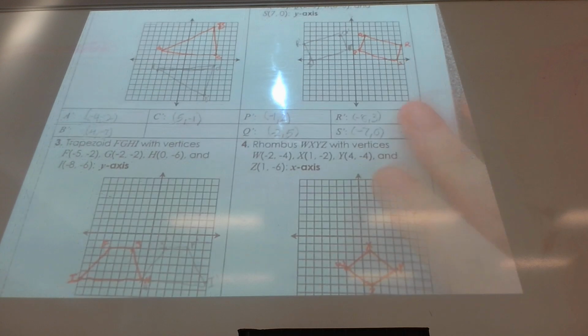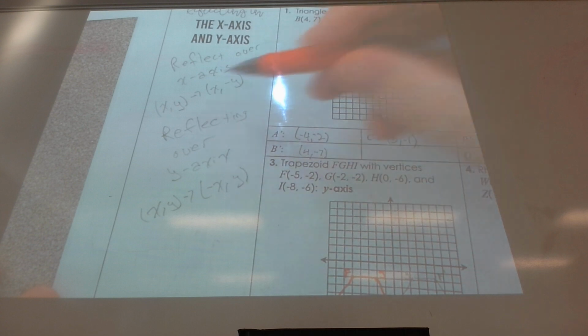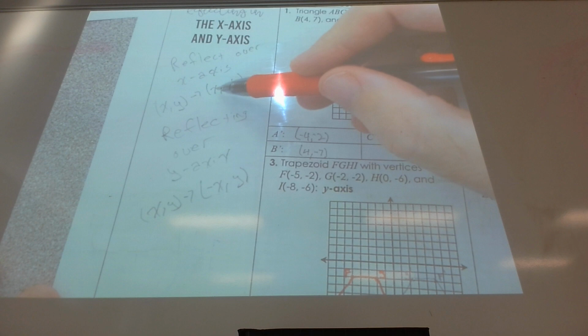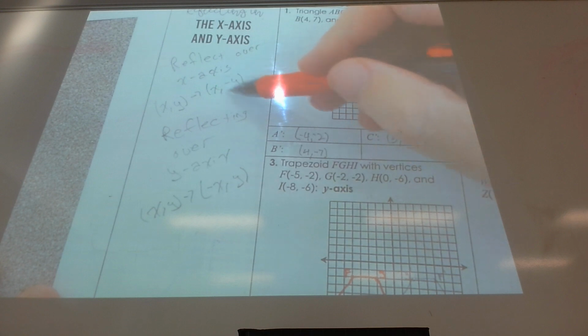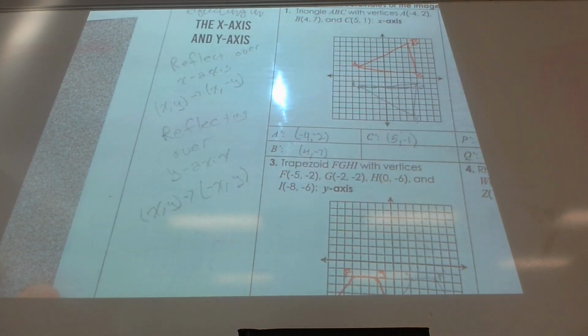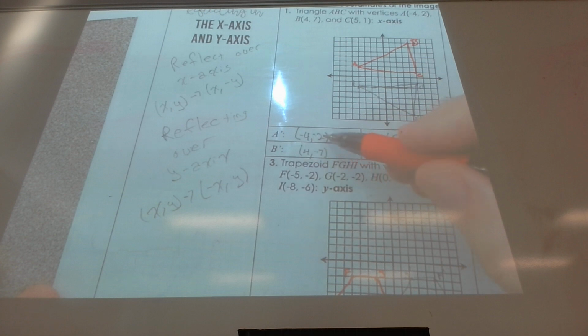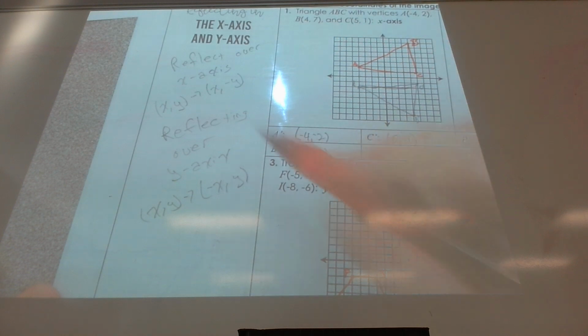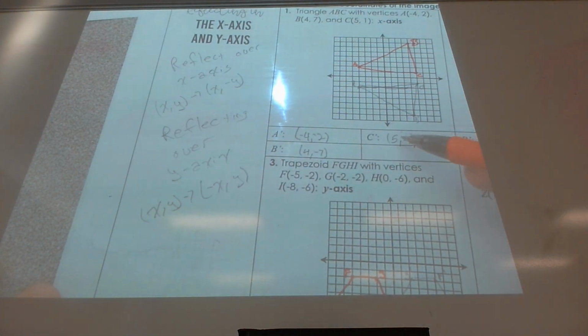Now, as a simple rule, when reflecting over the x-axis, the xy becomes x negative y, or opposite of y. Because if you noticed, A was at -4, +2, but it became -4, -2, so we just switched the sign. B was at 4, 7, and it became 4, -7. We switched the sign. 5, 1 became 5, -1.